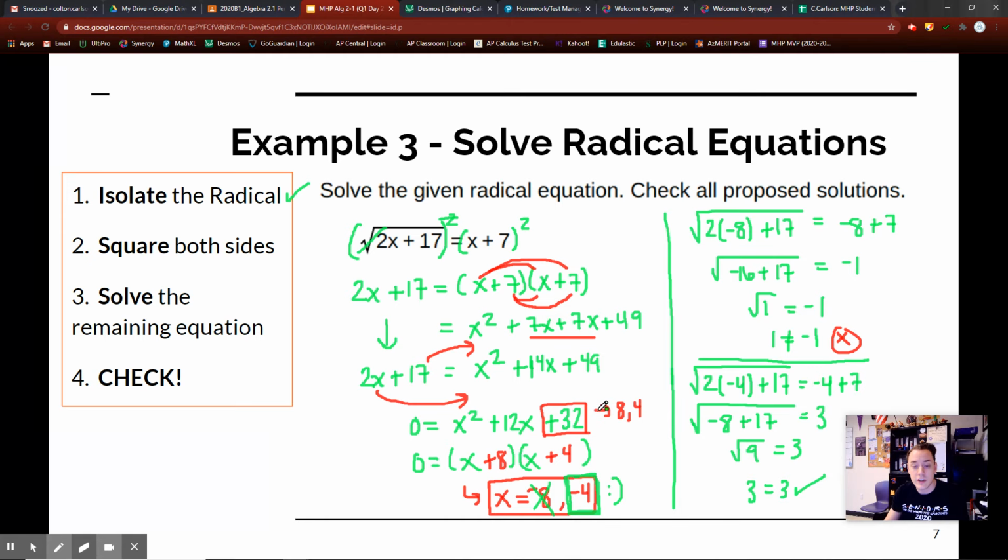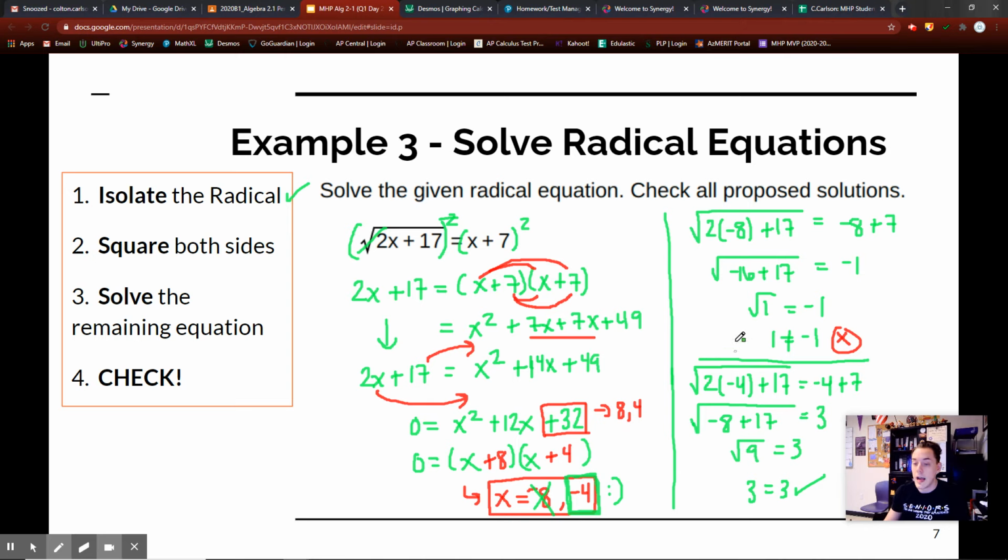What are factors of 32 that somehow, some way add up to 12? 8 and 4. That adds up to 12. Both positive signs. So that means both of them are going to be positive here. So I get, after I do what we call the zero product property, I switch the signs. x equals negative 8, x equals negative 4.